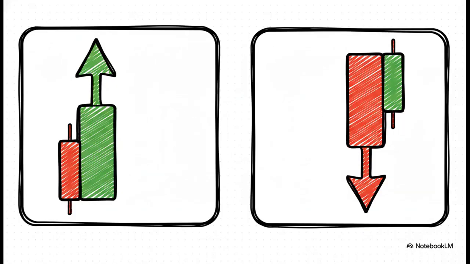Take a look at this. This is a clear power struggle playing out right on the chart. On the left, you've got the bullish engulfing pattern. You see that massive green candle just completely swallowing the little red one before it? That's a huge sign that the buyers just stepped in and took total control. And the bearish engulfing on the right? It's the exact mirror image where sellers just overwhelmed the buyers. It's a visual tug of war, and it tells you who's winning.